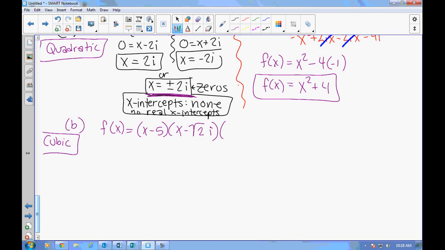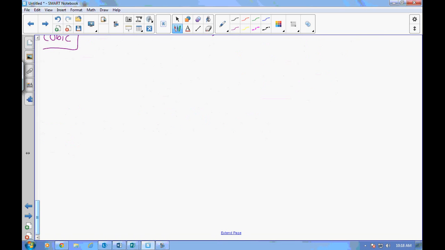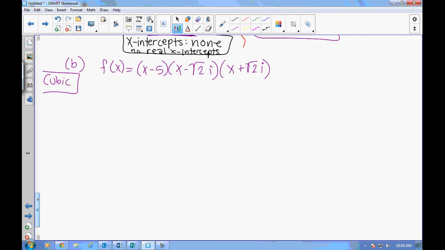And if there's this complex root, then there has to be its conjugate. What's its conjugate? x plus root 2 i, and that i is not underneath the square root, so make sure you're very careful. Notice there are 3 x's, so this is a cubic, because there are 3 x's. Let's start by finding the zeros and seeing which one of those zeros are actually going to be x-intercepts.